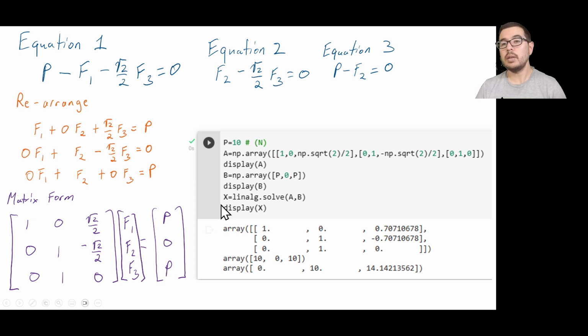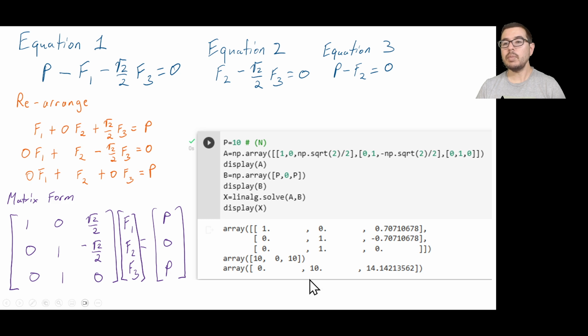Python, I can solve for this f1, f2, and f3 by creating a matrix that you see here for this term, the A matrix we'd call it, creating a B matrix, which is the p, and then the X matrix is what I'm solving for, so the f1, f2, f3. And when we do that, what we get are resulting values for this X matrix. So in this case, when we use p equal to 10, we get that f1 is equal to 0, f2 is equal to 10, and f3 is equal to 14.